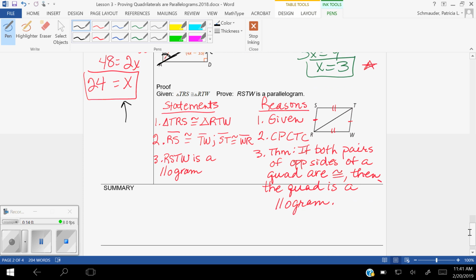And finally, on the proof, they tell me that triangle TRS is congruent to triangle RTW. So I just hopped right in there and picked out my corresponding parts, and it just so happened that those corresponding parts are opposite sides of that quadrilateral, making both pairs of opposite sides of that quadrilateral congruent, and that's how I know that quadrilateral is a parallelogram.